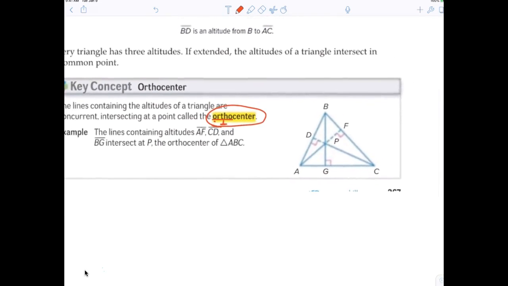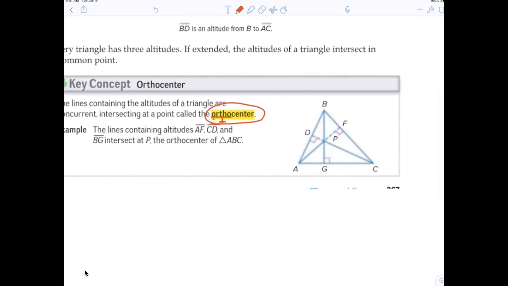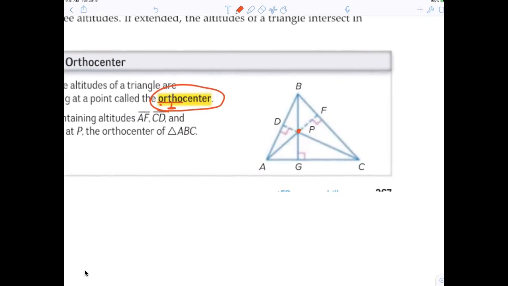The thing that's kind of a pain about the orthocenter is how you find it. To find the orthocenter, we're going to draw this line, calculate that line, then calculate this line, and then find the point of intersection, which is just a good review of lines.